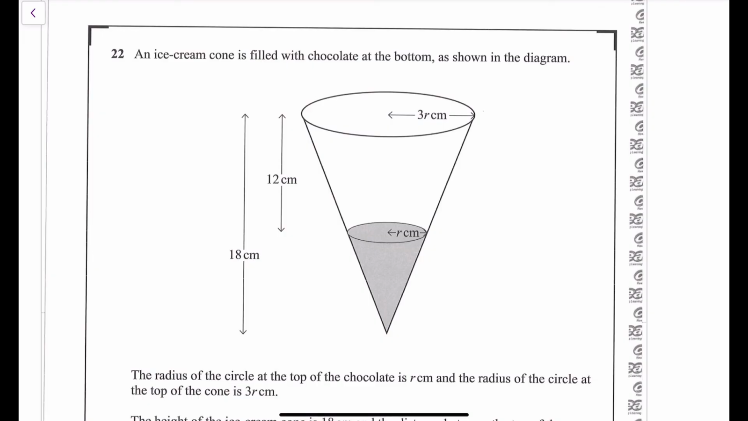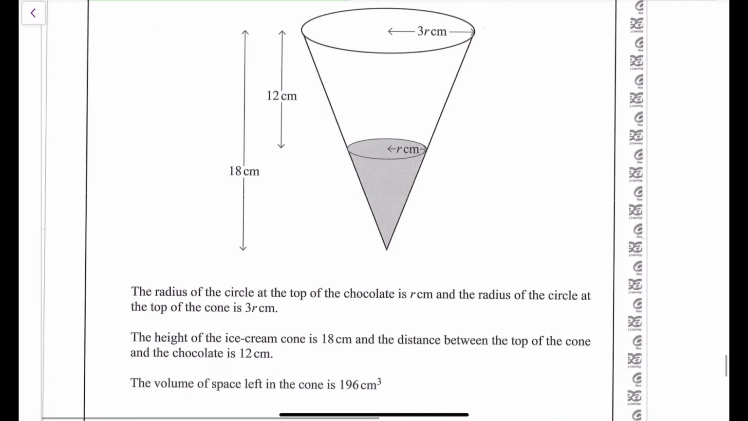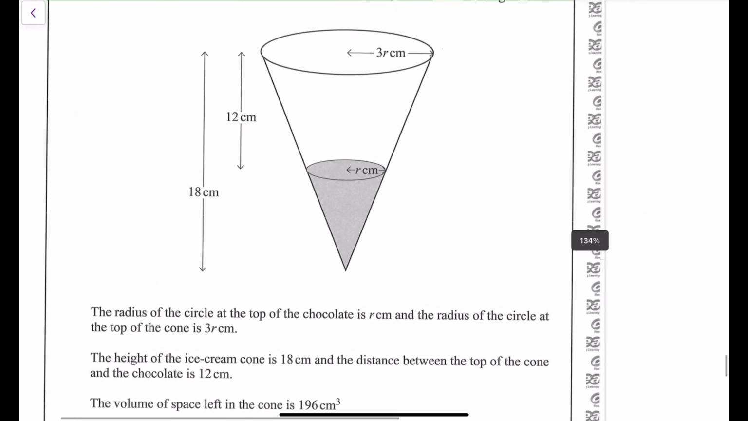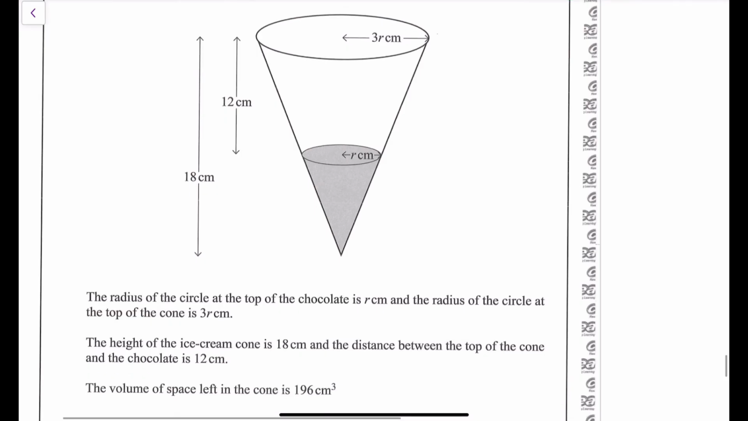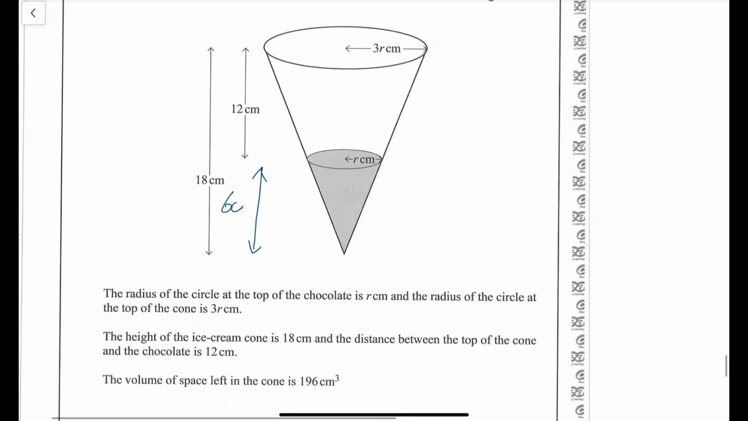Okay, an ice cream cone is filled with chocolate at the bottom, as shown. The radius of the circle at the top of the chocolate is r, and the radius of the circle at the top of the cone is 3r. The height of the ice cream cone is 18, and the distance between the top of the cone and the chocolate is 12. The volume of space left in the cone is 196. Okay, that's 6 centimeters in this height.